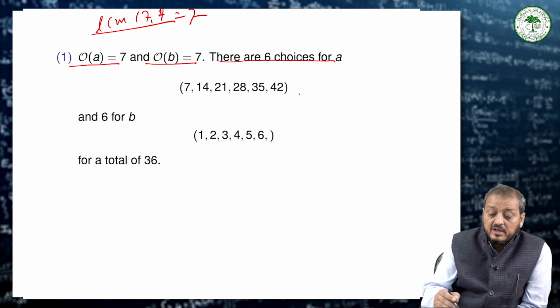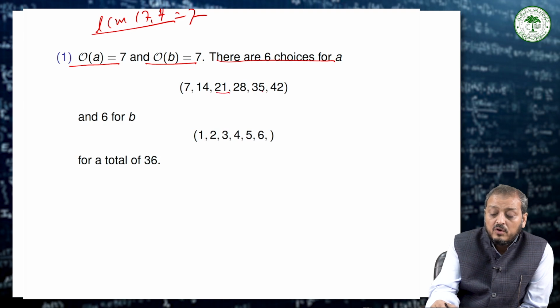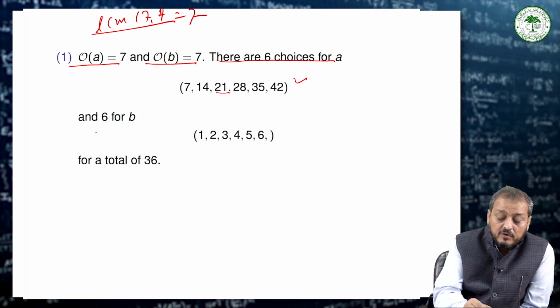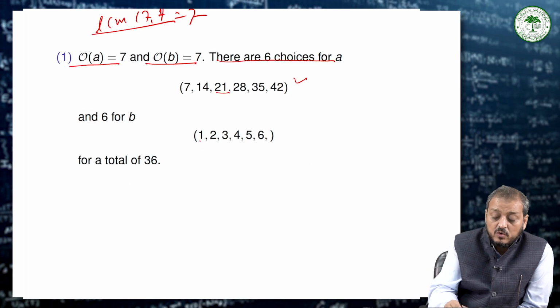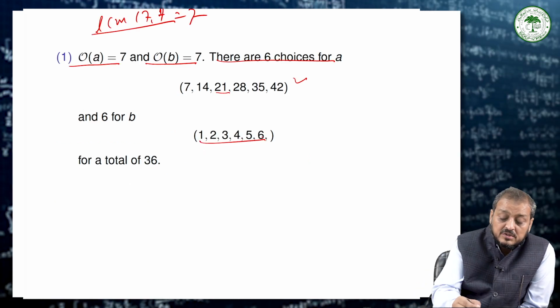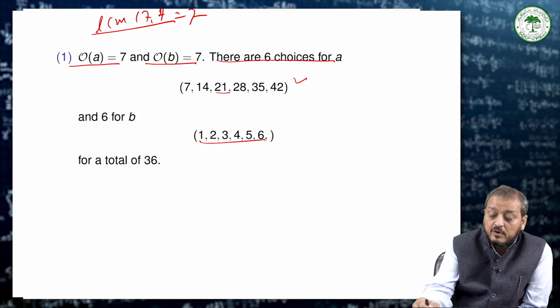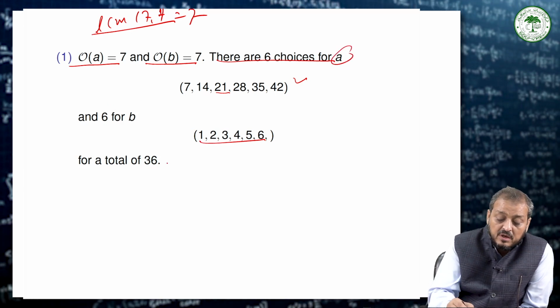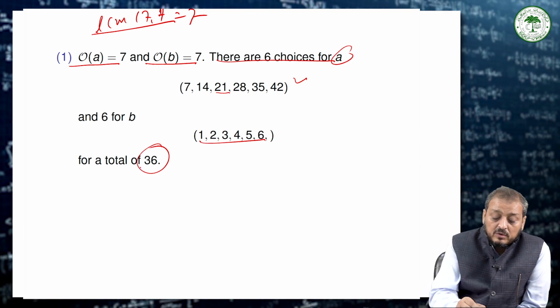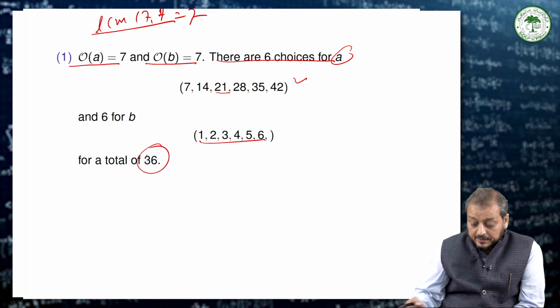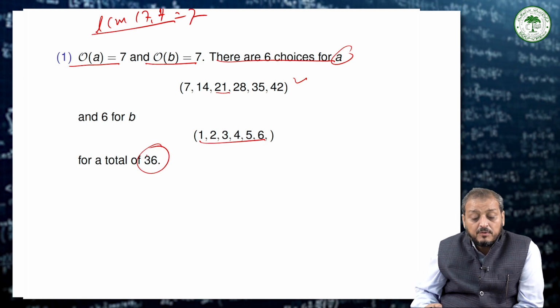So this means the elements are 7, 14, 21, 28 and 42, and there are 6 choices for this 7. So you have 7k for k equal to 1 to 6. So this means you have 6 choices for A and 6 choices for B. Then the total possibility is 36 choices of elements. So this means we can say that is the possibility.